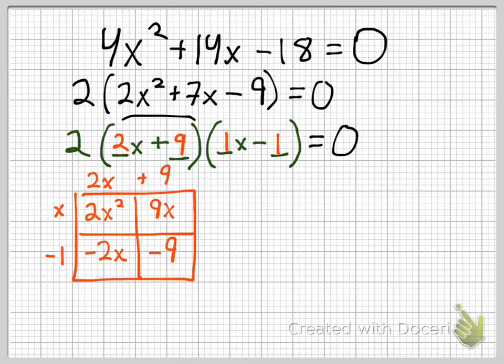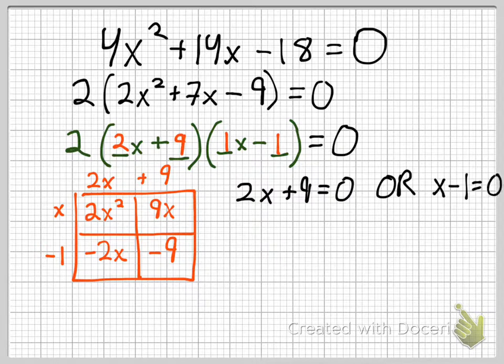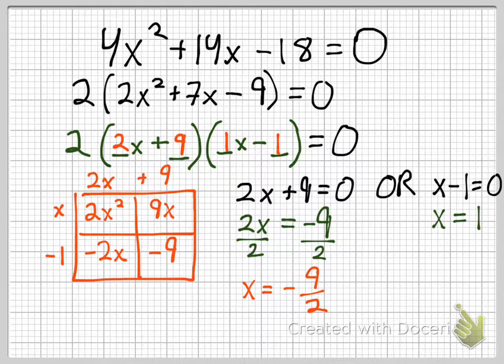And the last part of this is I need to make each of these equations equal to 0. So we have 2x plus 9 equals 0, could be one answer, or x minus 1 equals 0 could be the other. In solving each of these, let me solve this one first. Subtract 9 from both sides. We get 2x equals negative 9. And divide by 2, we get the answer of x equals negative 9 halves, or negative 4.5. On this equation, we're going to add 1 to both sides, and we get x equals 1.